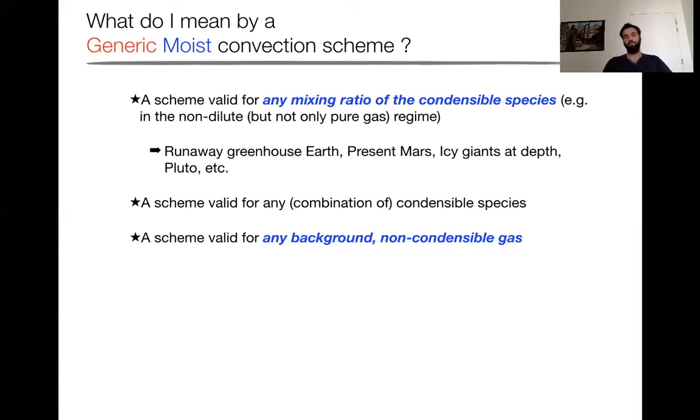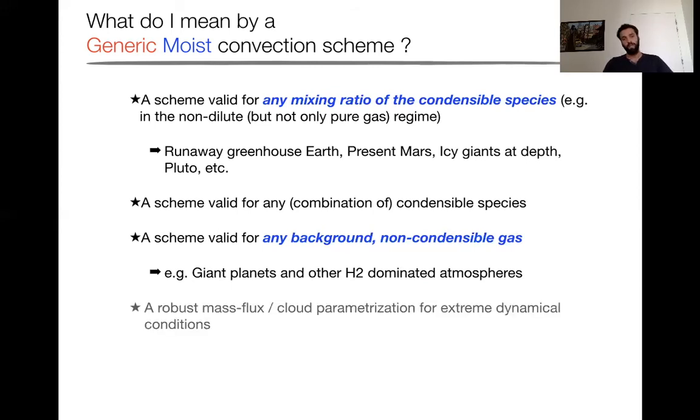But it's also very important because, for example, if you want to deal with a giant planet where you have H2 instead of N2, it can be really different. But even for, let's say, mini Neptunes, or early H2-dominated atmospheres on Earth-like planets. And then, of course, you would like to have a robust mass flux or cloud parameterization for extreme dynamical conditions. But as you can see, it's already a pretty big topic, so I know I won't have time to talk about that last point. So let's dig in.